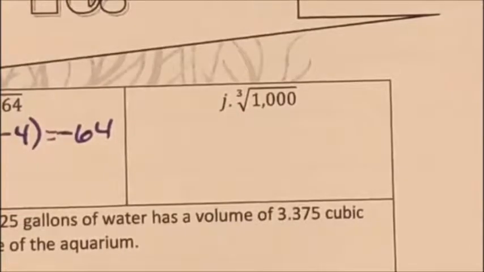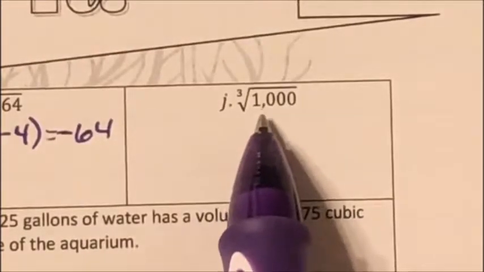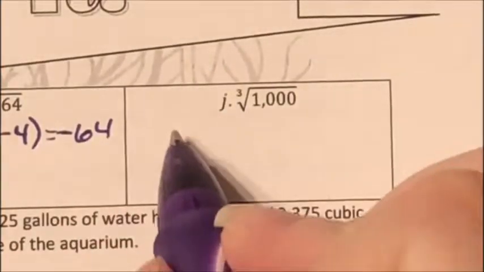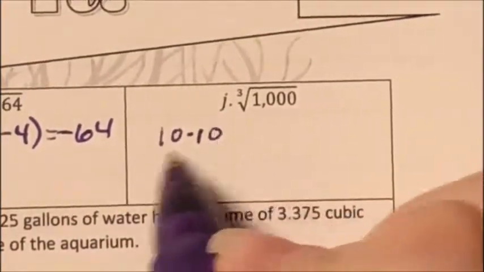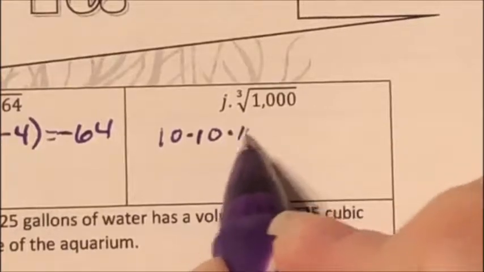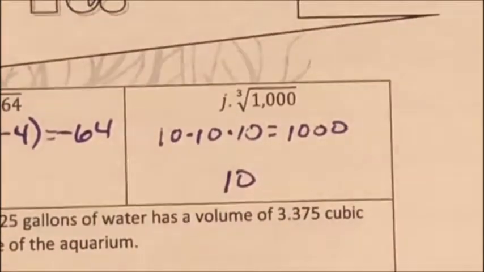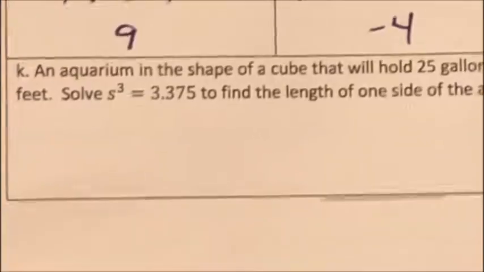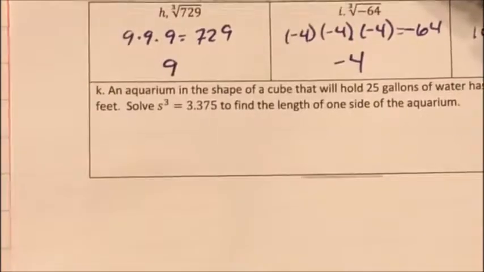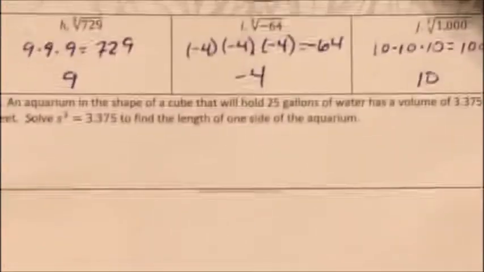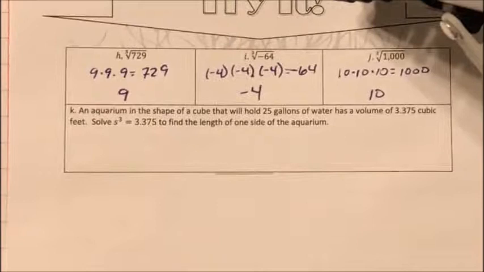J asks me for the cube root of 1,000. So what I can do is I know that 1,000 is 10 times 10 times 10, because 10 times 10 is 100, times 10 is 1,000. So that means my answer has to be 10. Okay. For K, a little bit further. There we go.